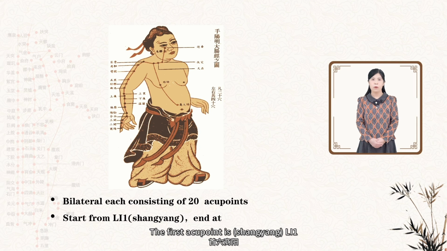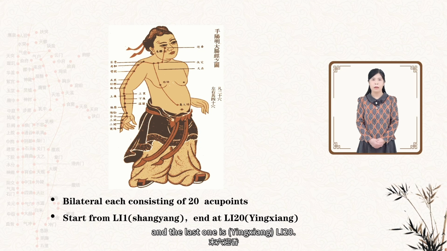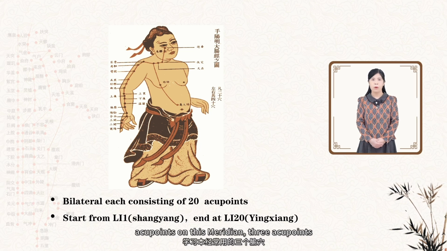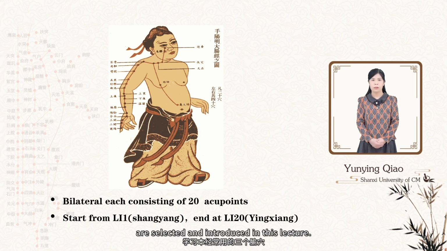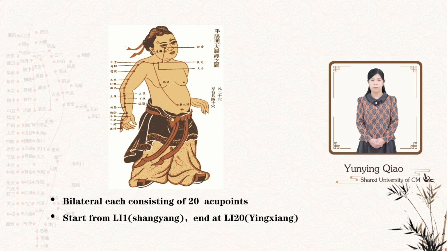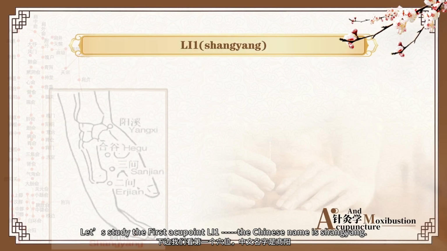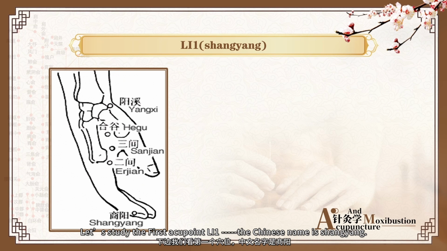The first acupoint is Shangyang, large intestine 1, and the last one is Yingxiang, large intestine 20. Today, we will study the commonly used acupoints on this meridian. 3 acupoints are selected and introduced in this lecture. Let's study the first acupoint, large intestine 1.